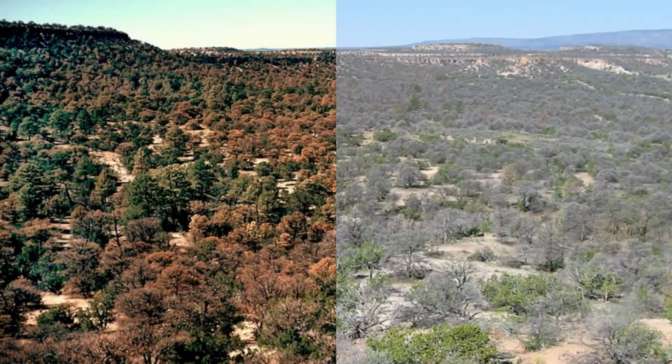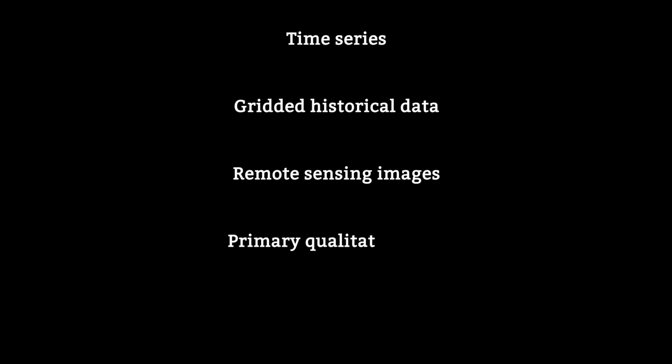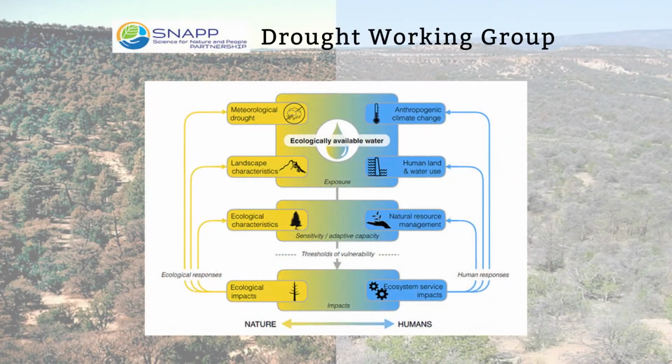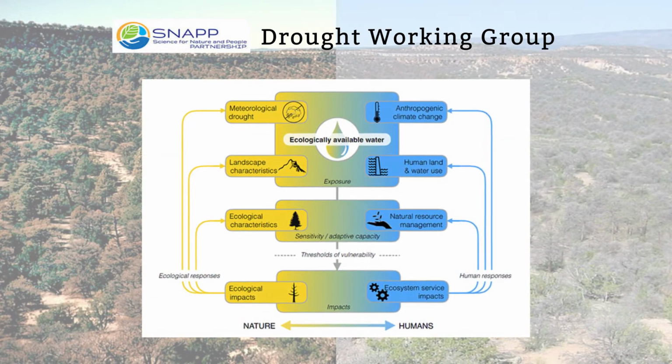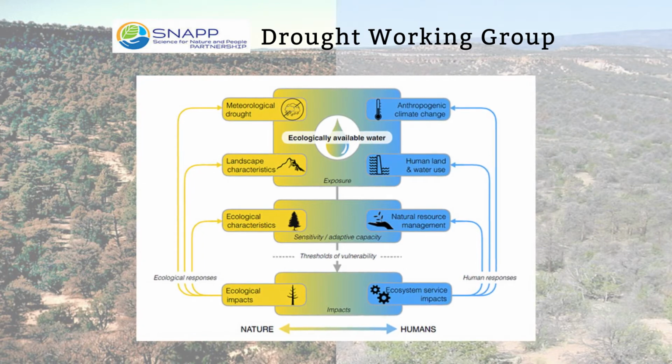Their project relies on synthesizing heterogeneous data types: time series, gridded historical data, images from remote sensing, as well as qualitative information from focus groups, interviews, and drought plans. But it also involves modeling past ecological impacts using machine learning techniques and correlative niche modeling to parse out the strongest drivers of drought vulnerability.